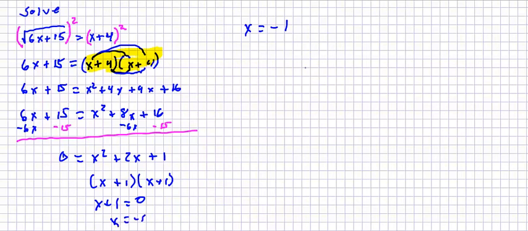All right, now we need to check. We go back to our original equation, the square root of 6x plus 15 equals x plus 4, and I substitute x equals negative 1 in here and over here. The check should be relatively quick and easy, but you need to write it down.